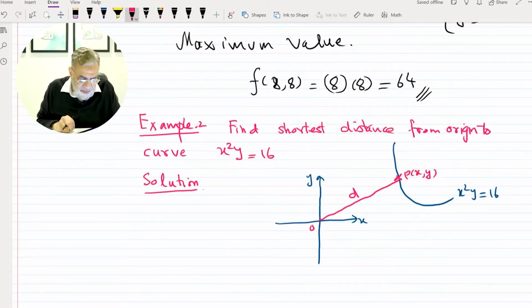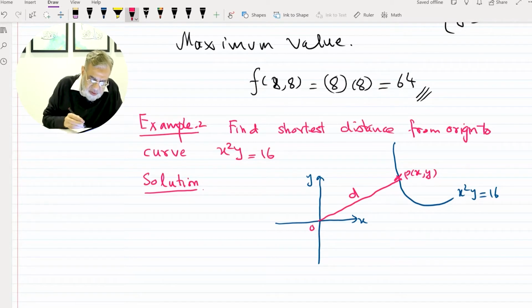In this example, example 2, the question is to find the shortest distance from the origin to the curve. I'm given the curve, and I want to find the distance between the origin and a point on the curve. So the distance will be equal to the root of x squared minus 0 plus y squared minus 0.